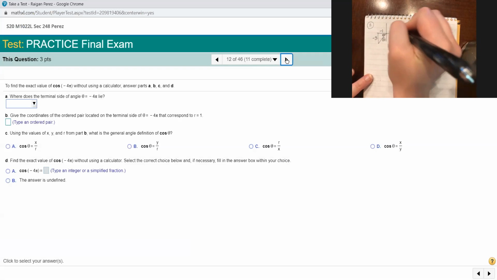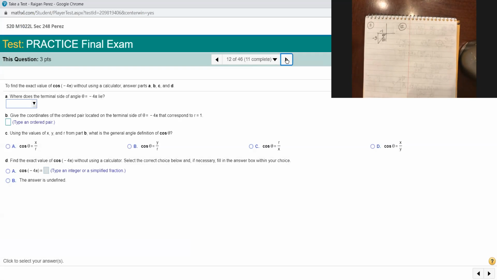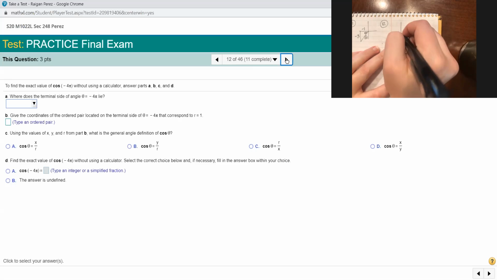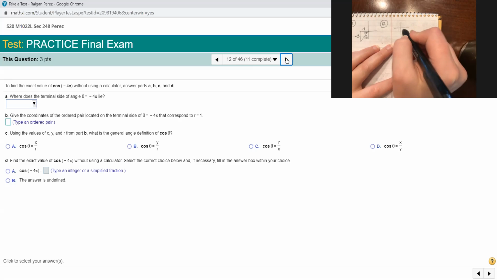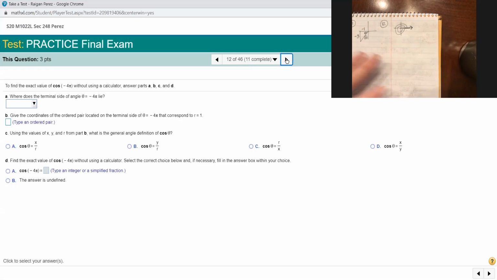Number 12. Okay, to find the exact value of cosine without using a calculator, use. So where does cosine, or where does -4 lie? So I'm going backwards, but it's going to end up here. So this would be -1, 2, 3, 4. So we're right here on the positive x-axis.